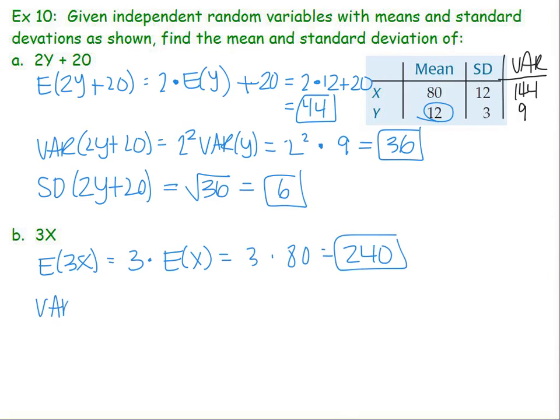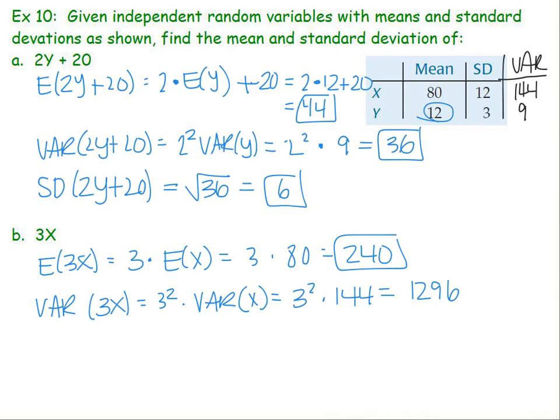The variance of 3x, if you look at equation 4, for the variance, we're going to keep 3 squared times the variance of x. 3 squared, the variance of x is 144. This is a big number. 3 squared times 144 is 1296. Finally, the standard deviation of 3x, the square root of 1296 is 36.